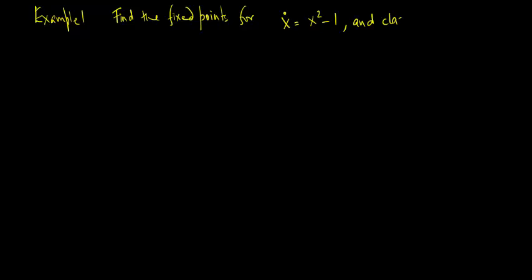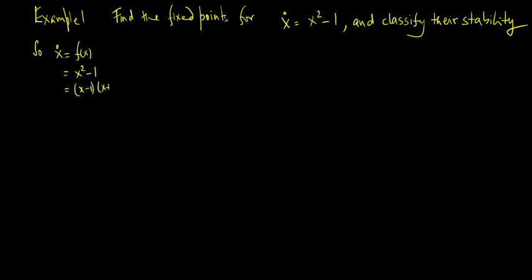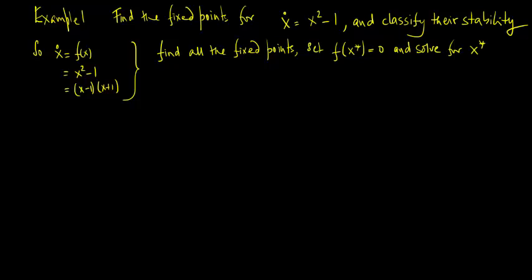Now let's consider some examples. We've talked about some theory, and let's look at some examples now. Find the fixed points for x dot is equal to x squared minus 1 and classify the stability of those fixed points. So x dot is equal to f of x, which is equal to x squared minus 1, which is equal to x minus 1 times x plus 1. To find all the fixed points, we set f of x star is equal to 0 and solve for x star. This gives x star is equal to plus 1 and minus 1.